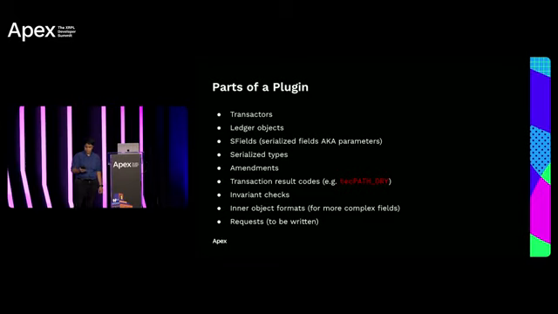Inner object formats are essentially when you're defining a more complex object field, such as the signer entry field. There's some subfields to that, so you might want an inner object for that. And RPC requests are if you want to create a new request, like for example, account NFTs for XLS20. This feature hasn't been written yet, so that's still TBD. These are really the only 2 bits that you'll need to worry about for our example today.